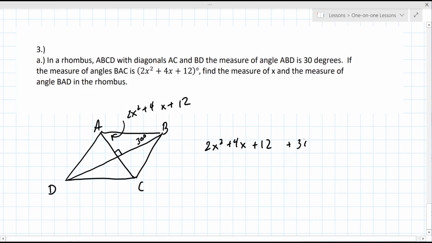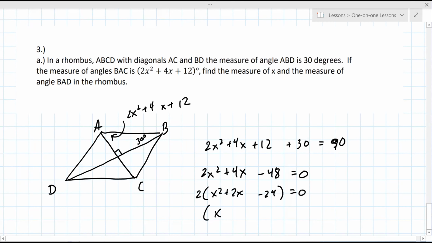I'm going to write it all out just so you've got it, because you're really going to move everything over to the left side. You get 2x squared plus 4x minus 48 equals 0. You can factor 2 out, you get x squared plus 2x minus 24 equals 0. You get (x plus 6)(x minus 4). So x could be -6 or x could be 4. Okay. They both work.